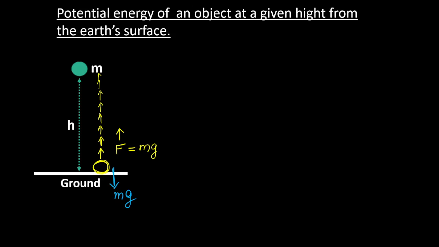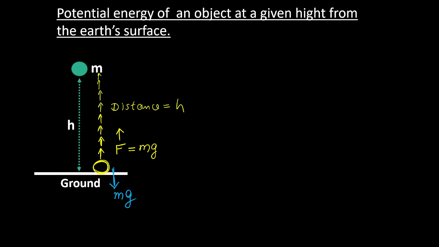And what is the distance? The distance is h. I have to raise the body to this distance, height h. Am I applying a fixed force? Yes, I am applying a fixed force mg, not a variable force. So work done equals force into displacement, or distance, whatever. This F is not a variable force. Fixed force I am applying. The body slowly goes up.